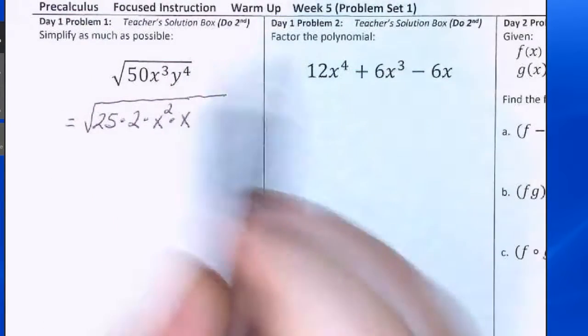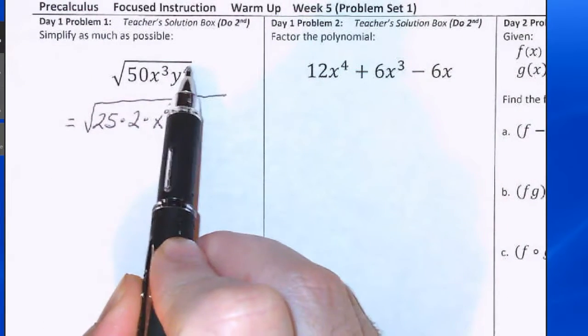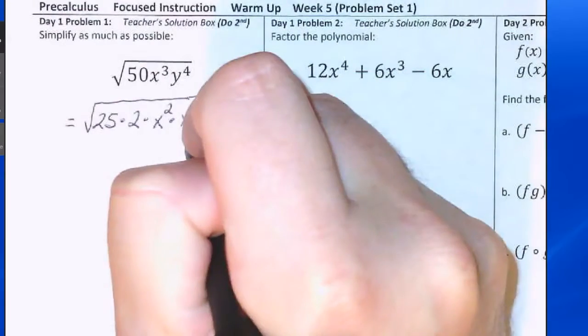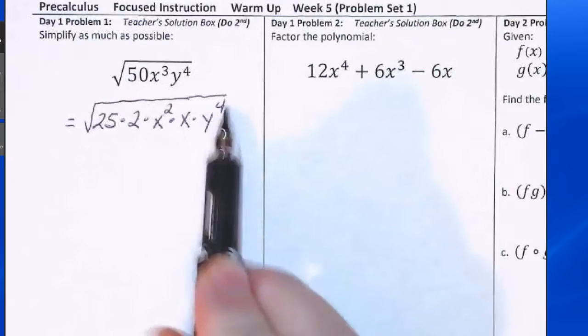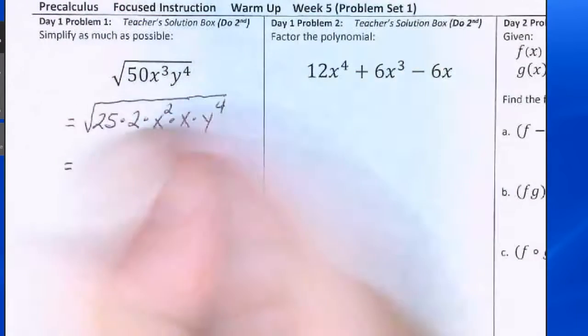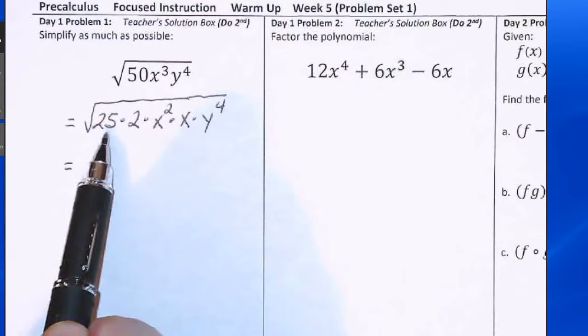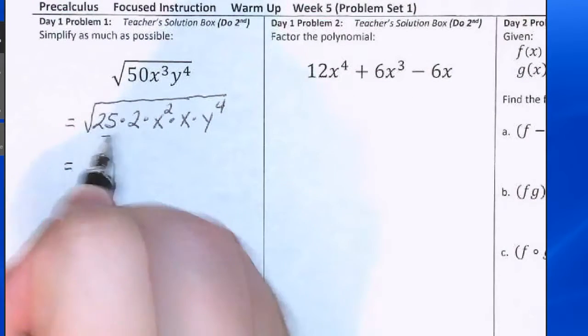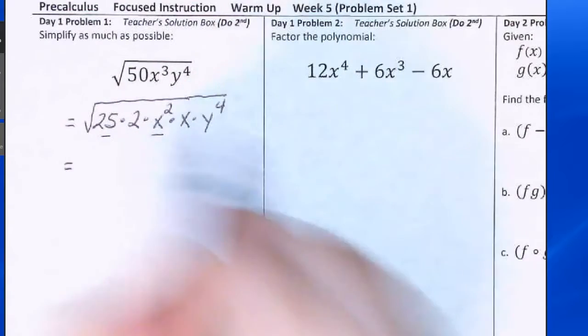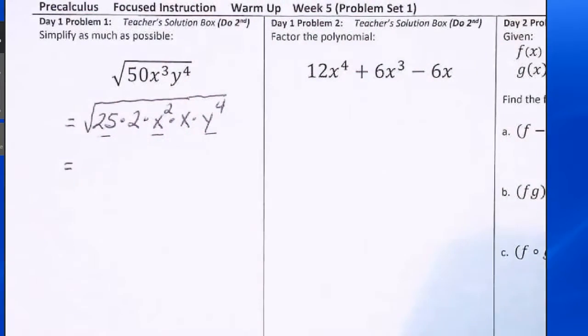Finally, the y to the fourth power. Because that's an even exponent, y to the fourth power is a perfect square, so we'll leave that one alone. Next step, let's take the square root of any of the factors that are perfect squares. That would include the 25, the x squared, and the y to the fourth power.